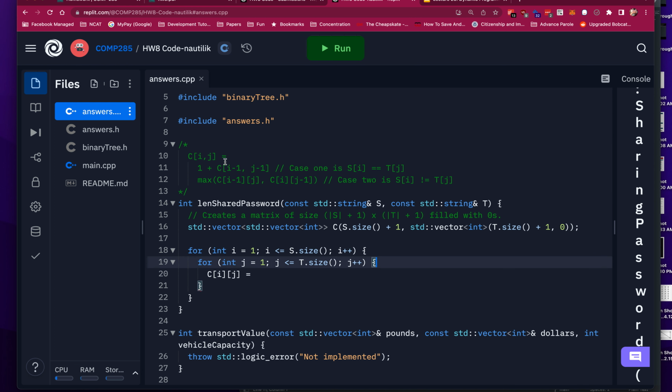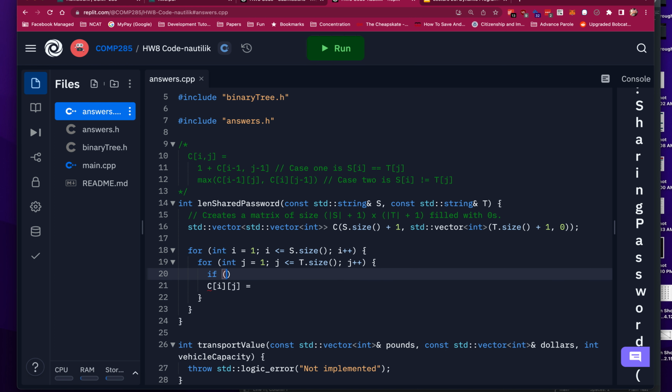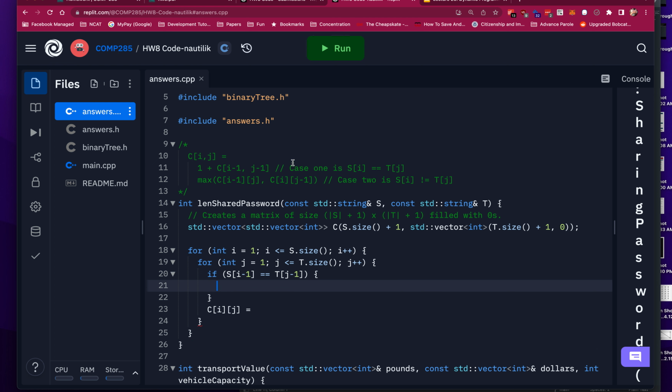But you have a couple of cases, right? Like we said, the first case is they are equal. So if s[i-1] equals t[j-1], right? And again, I have to do minus 1 because the first character is 0 indexed in s, but it's 1 indexed in my matrix. Okay, so just keep that in mind, but that's this case.